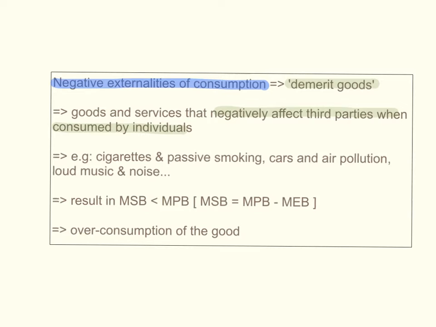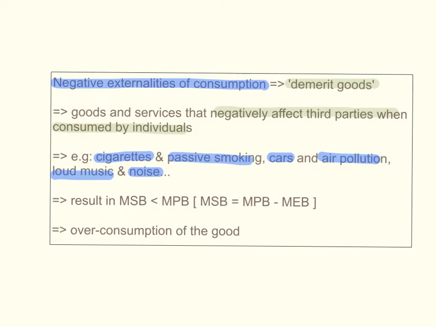A very good example is cigarettes. Cigarettes, when they are smoked around other people, these people are victims of passive smoking. Driving a car causes air pollution. Playing loud music causes noise to the neighbors. These are all examples of consuming certain goods that negatively affect third parties.